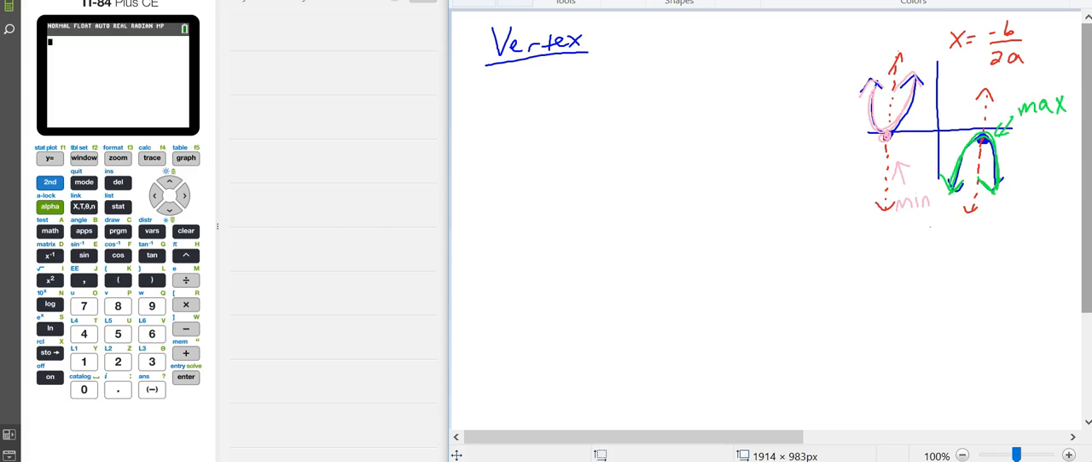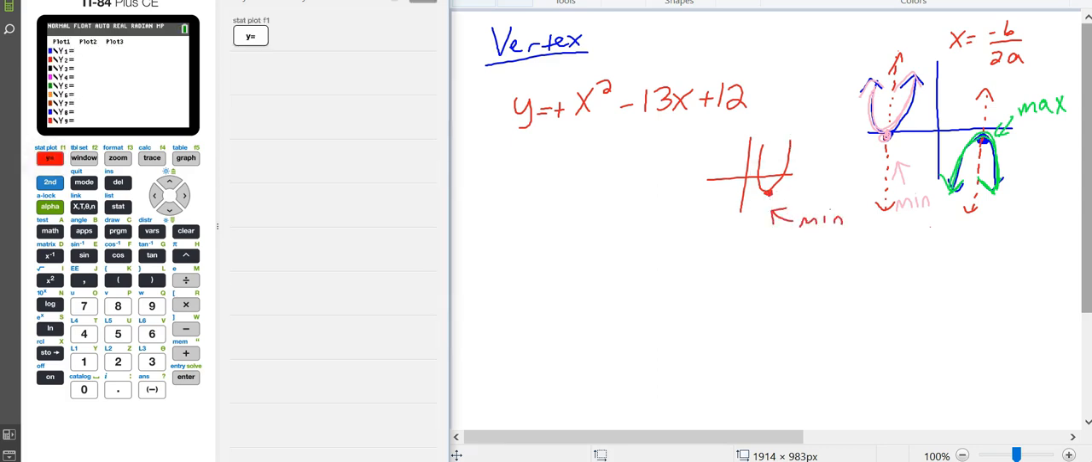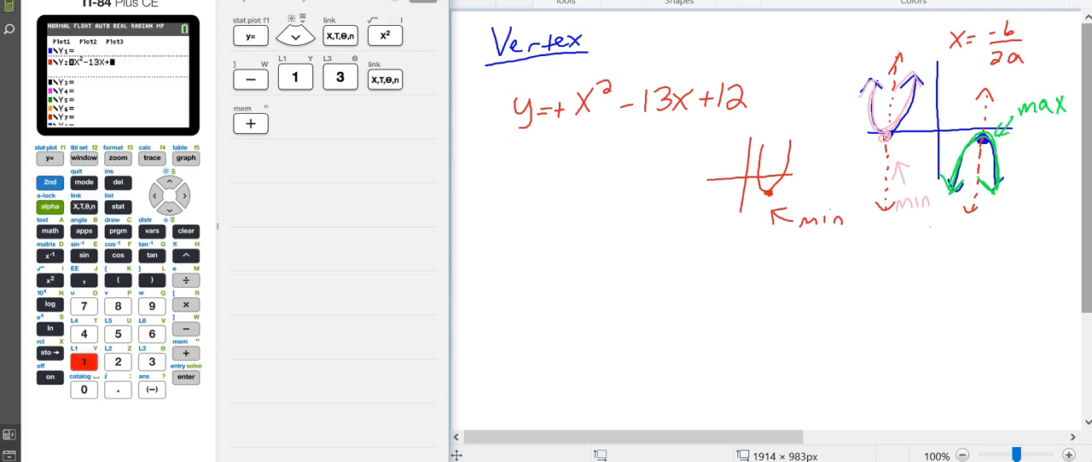Let's find the vertex of y is equal to x squared minus 13x plus 12, and we're going to do it on the calculator. First thing we need to do is decide, is this going to have a minimum point or a maximum point? Since the leading coefficient is positive, the parabola is going to open upwards, and therefore it will have a minimum point. So we're going to go into y equals. I'm going to graph it in y2 because I wrote in red. x squared minus 13x plus 12.